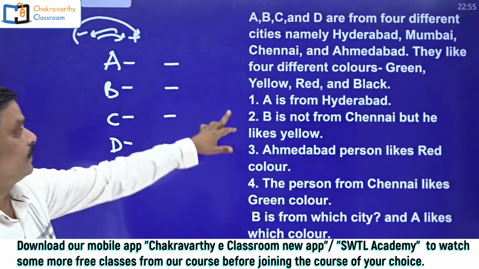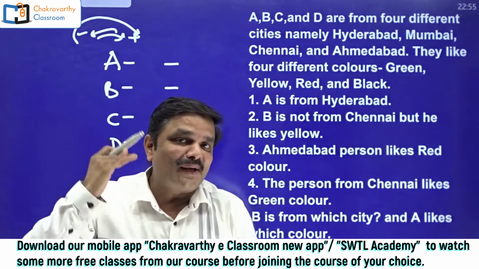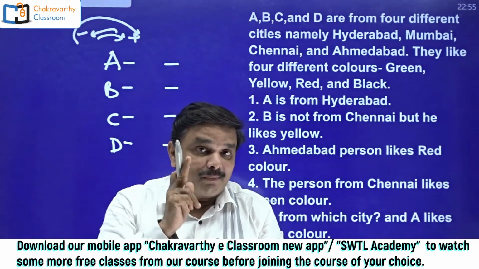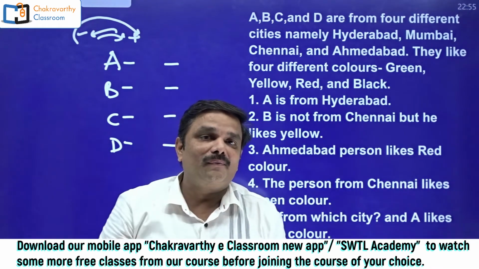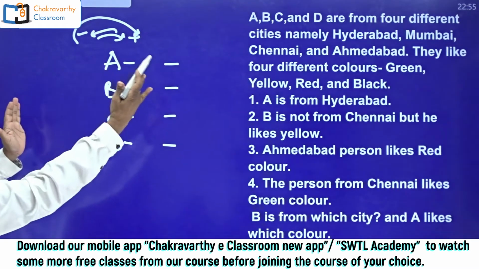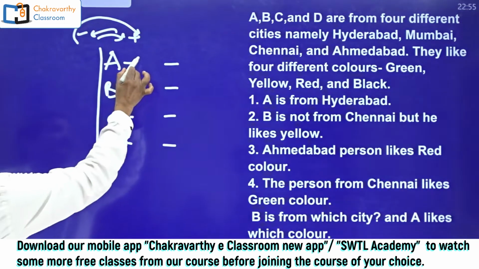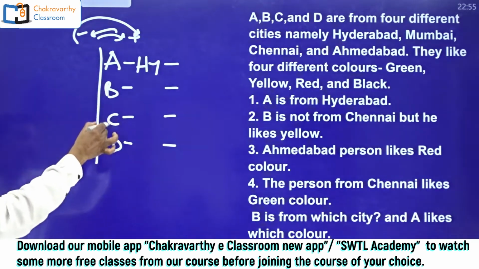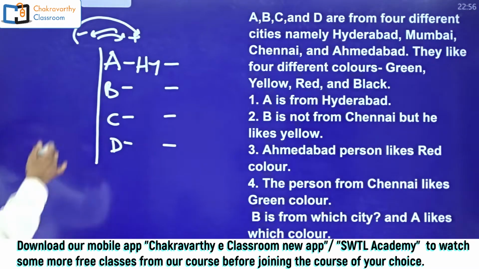Now let's take the first data. A is from Hyderabad. Is it positive or negative information? Most students say it is positive, but observe carefully: it is positive as well as negative. For A it is positive, and for the rest of the three persons it is negative, because when A is from Hyderabad, the remaining three are not from Hyderabad. I am keeping A is from Hyderabad on the right side. Take it for granted that for the remaining three persons Hyderabad is not the right city. Keep it in mind, don't write it here, not required.